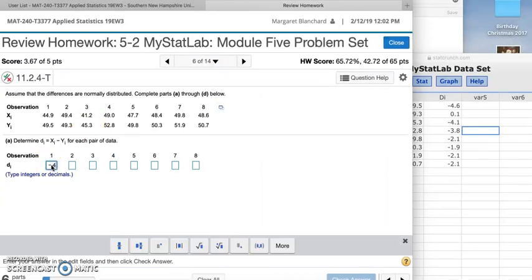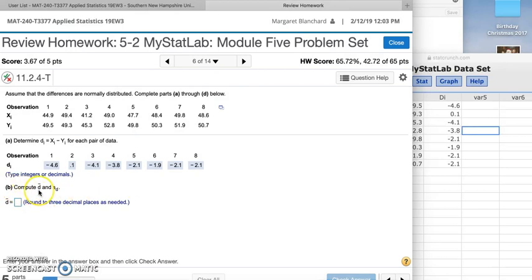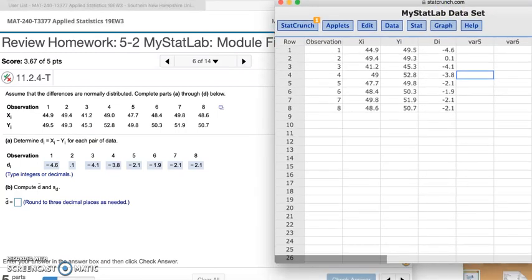We have negative 4.6, 0.1, negative 4.1, negative 3.8, negative 2.1, negative 1.9, negative 2.1, and negative 2.1. Let me just double check. Make sure we got, okay, check answer. There we go. That was pretty easy. Now, one of the reasons it's nice to do this in StatCrunch versus doing it manually is now you have that column.